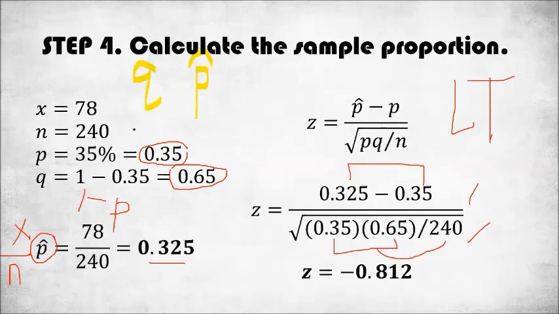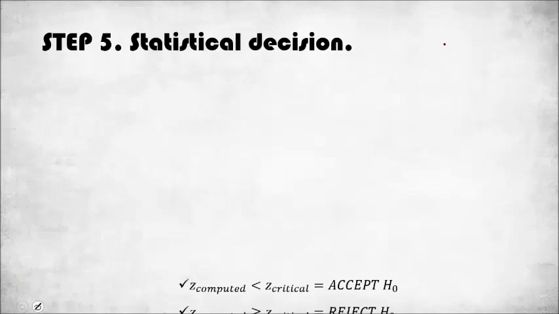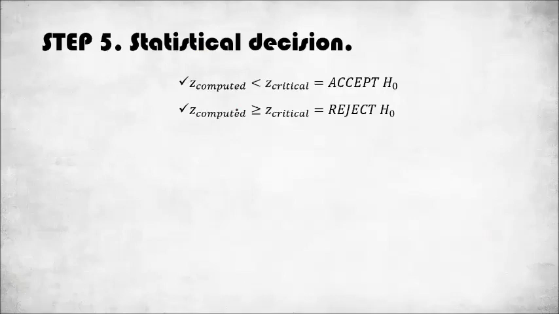We can now decide whether to accept or to reject the null hypothesis. Same po tayo ng criteria na gagamitin. Kapag ang Z computed ay mas mababa sa Z critical, accept. Kapag mas mataas naman, reject. Okay, Z computed, ito yung answer natin sa step number 4. Whereas the Z critical is the resulting answer na nakita natin from the table under step number 3.